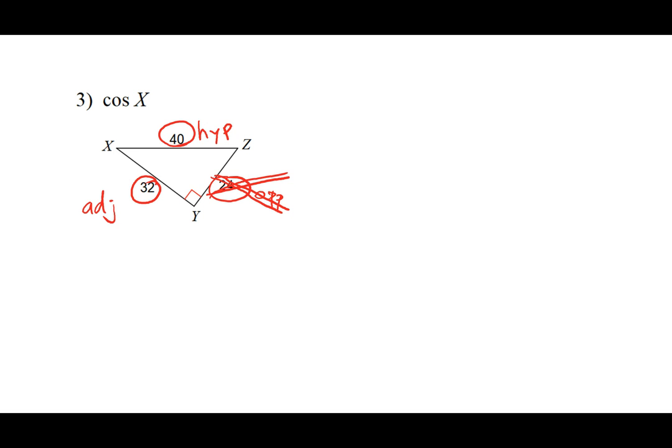So you put it into fraction form: 32 on top, adjacent over hypotenuse, 40. You reduce it by 8, and you get the answer 4 over 5. Again, you could divide by 2 first, and then by 4, or divide by 2 again and again by 2. But eventually, you're going to get 4 over 5.